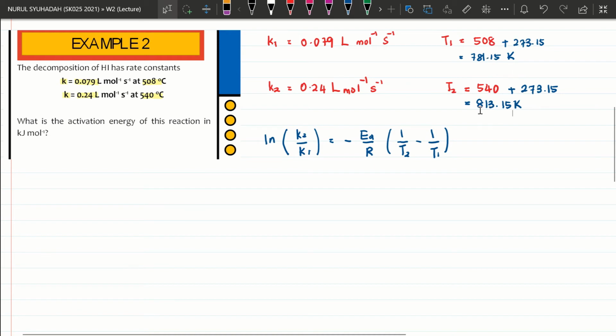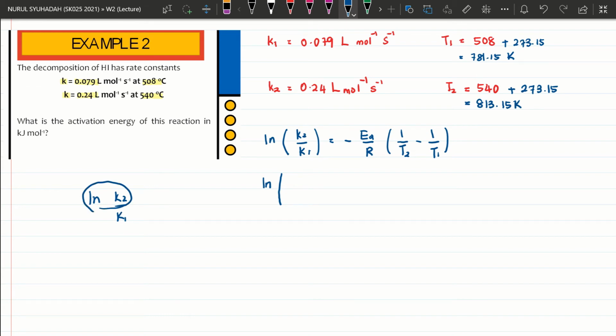Once you have changed the temperature into Kelvin, you can substitute into the equation. So for the ln, you need to put a bracket here. It's not ln K2 over K1. The ln is not only for K2, but for the whole expression K2 over K1. Please pay attention here, because that is a common mistake that students usually make. Okay, so let's continue.